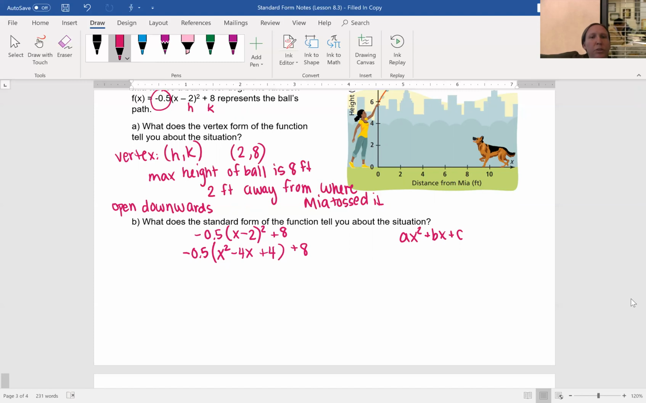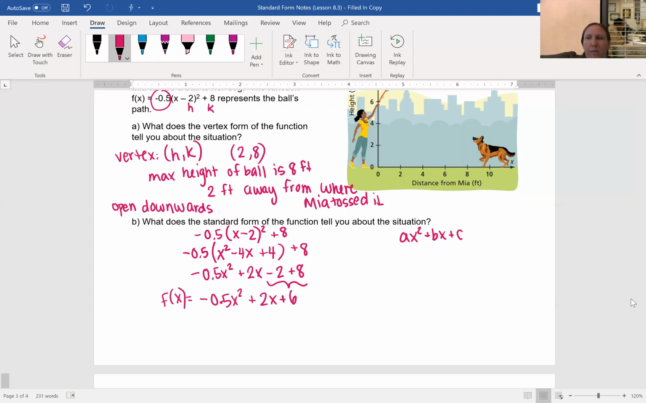Now we need to distribute that to everything. So you have -0.5x². This is like half of 4, and a negative times a negative would be a +2x. And then another half times 4 is 2, this time it will be negative. And our last step is to combine those like terms together. So f(x) is -0.5x² + 2x + 6.